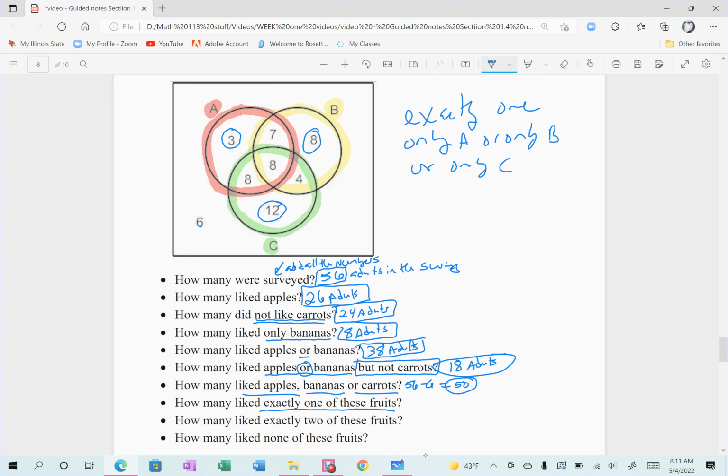We want exactly 1, and so we'd add the 3 plus the 8 plus the 12. So how many people liked only 1? Well, 3, 8, and 12 adds up to 23 adults in the survey who liked one of them, and only one of them. There was no overlap for them.